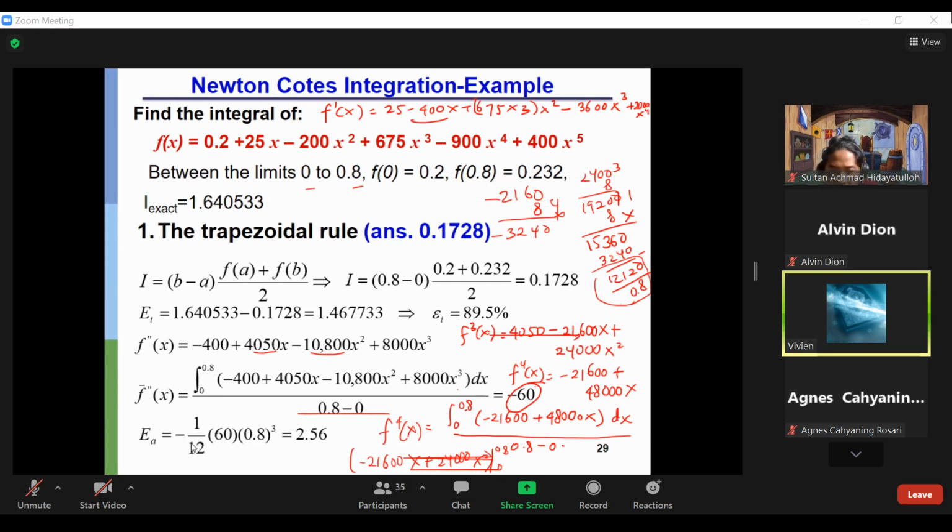So that will be minus 1/12 times the average of the second derivatives multiplied by (b minus a) to the power of 3. So this is an approximation for the error.